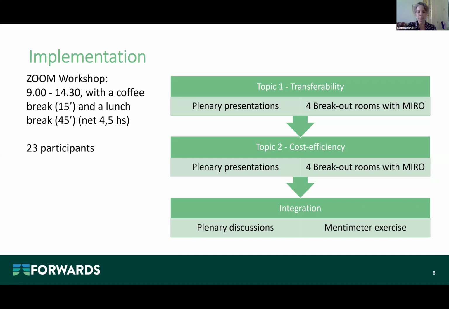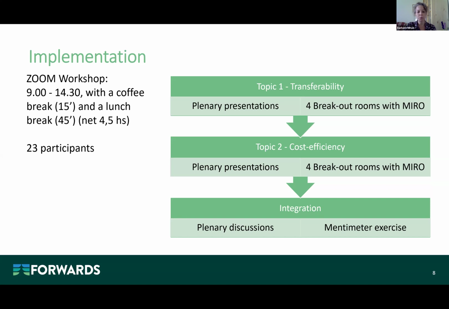We had two main topics, transferability and cost efficiency. We organized two separate sections for these issues. And in each section, there was a plenary presentation for the common ground. And then there were breakout rooms. The people and the groups were selected along meaningful dimensions. For example, for the first topic, due to the type of the stakeholder, and for the second, the cost efficiency topic, due to the type of the disturbance regime. And at the end of the two sections, we had an integration phase where we held a plenary discussion with all the outcomes, and we also had a Mentimeter exercise.